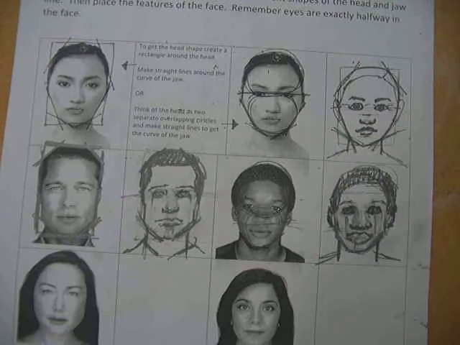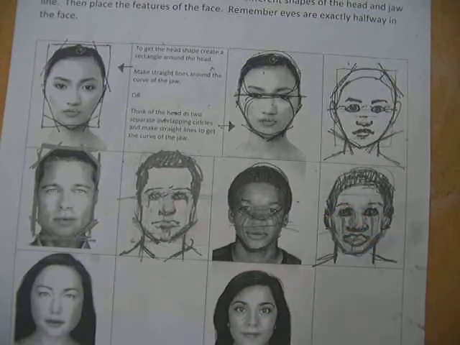So method 2, 2 overlapping circles. Do whatever works best for you. There's more than one way to do something. There's not just one way. And I have 6 different kinds of faces that you guys can practice on with this demo.